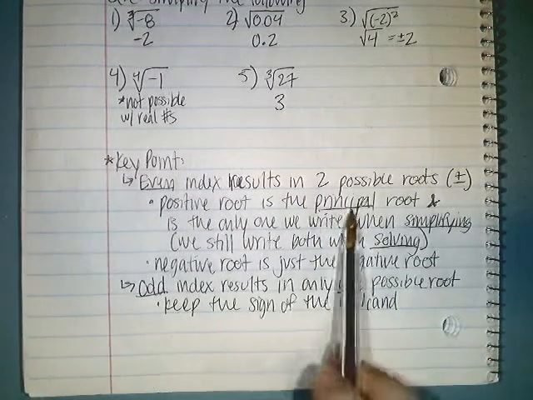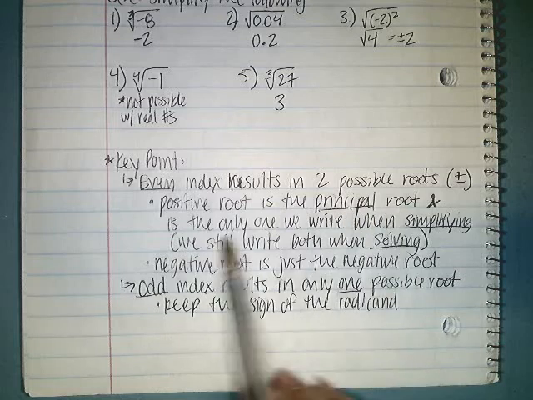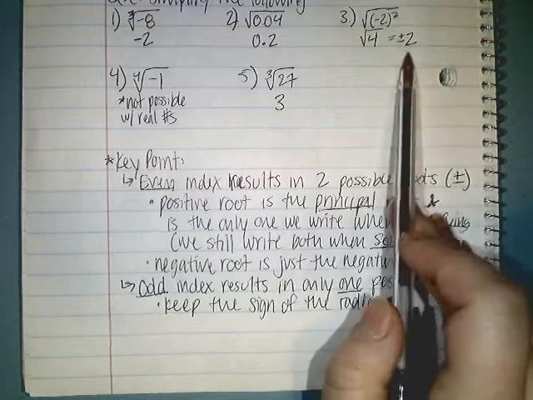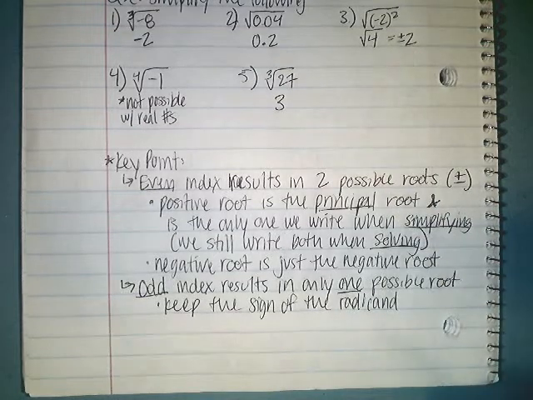But the positive root is called the principal root, and that's the only one we're going to write when simplifying. So when we're doing this lesson, when we're simplifying, we only need to do the principal or positive root. So that's why I said right here, I'd normally just write 2, because when simplifying, you only need to write the principal root.